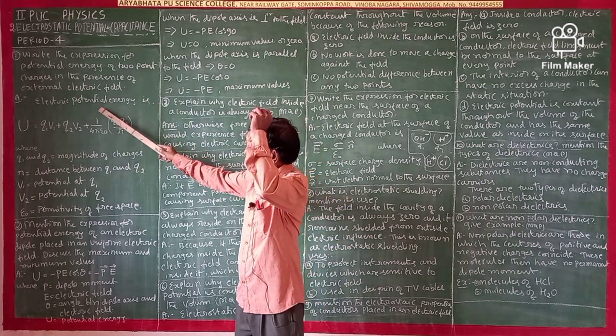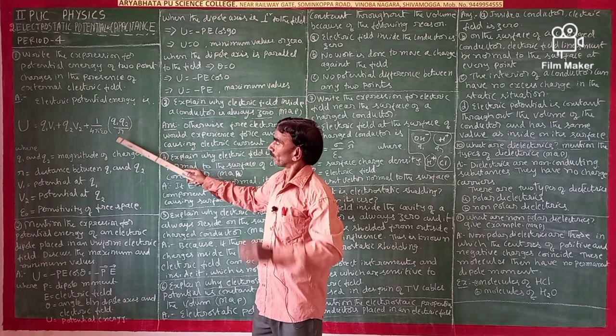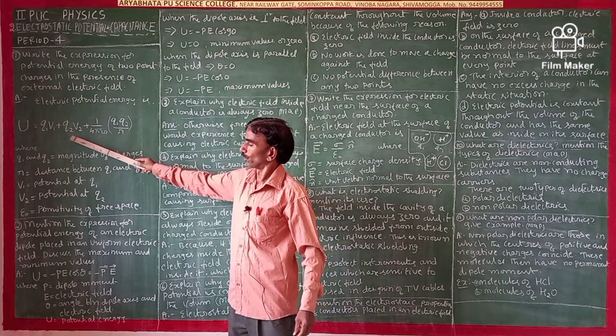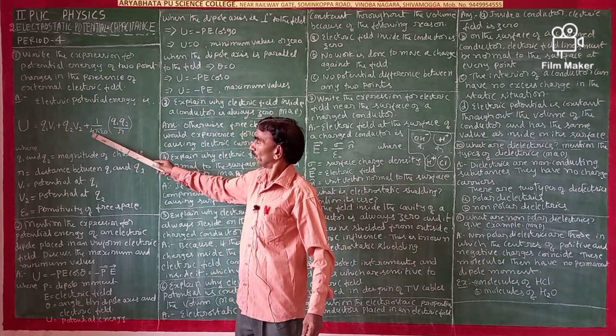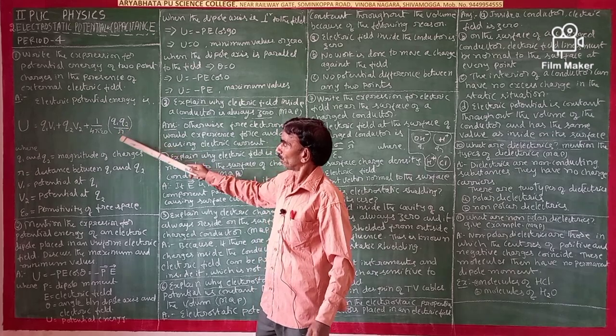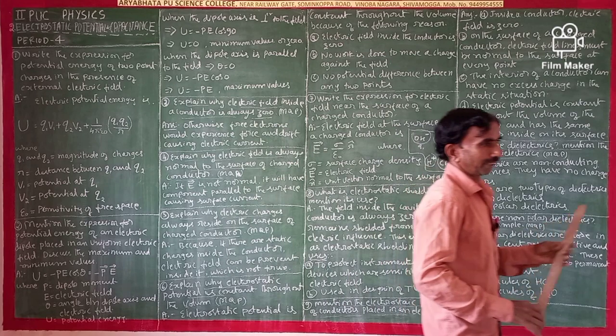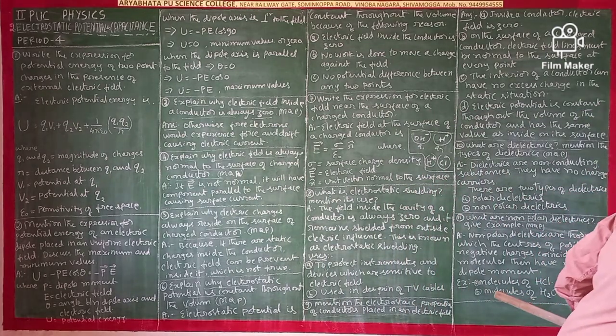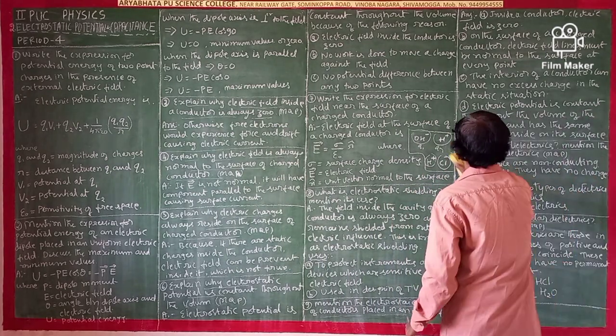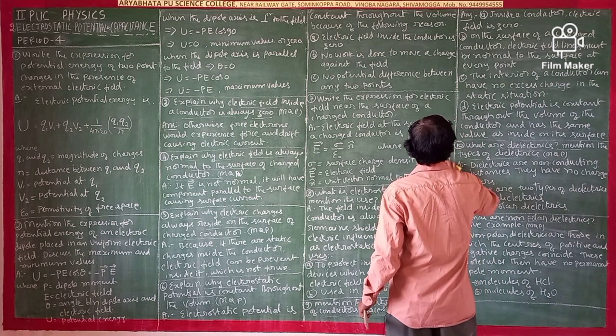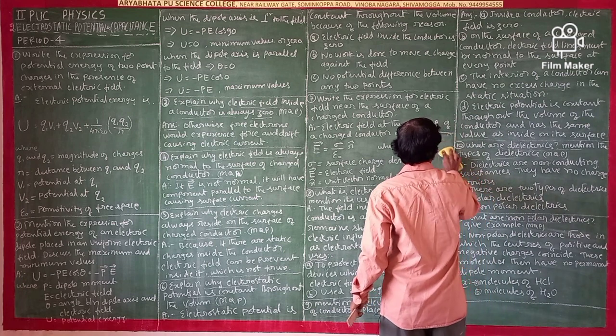So the electric potential energy is U equals Q1 V1 plus Q2 V2 plus 1 by 4 pi epsilon naught into Q1 Q2 by R. This you have to write down. So that is the expression for this energy. This is in the presence of an electric field, you see.